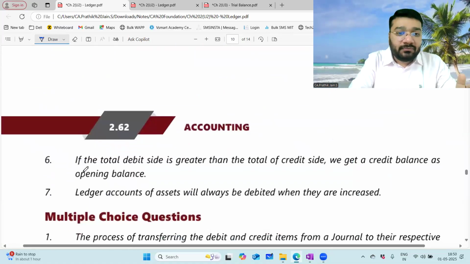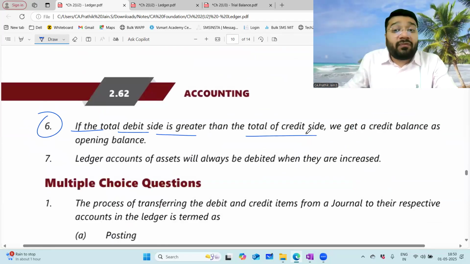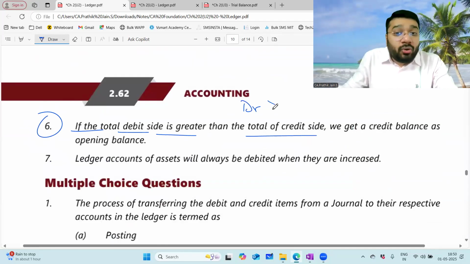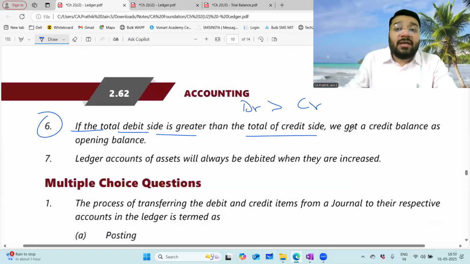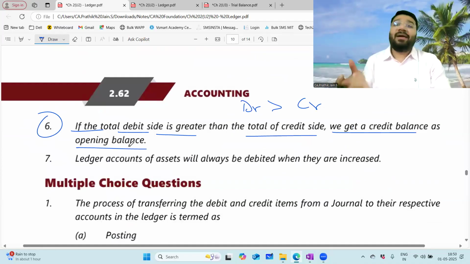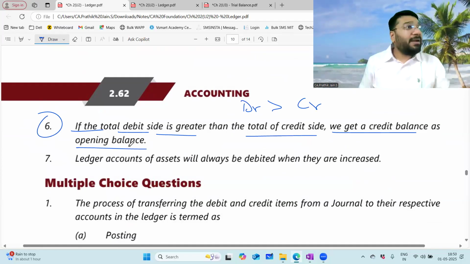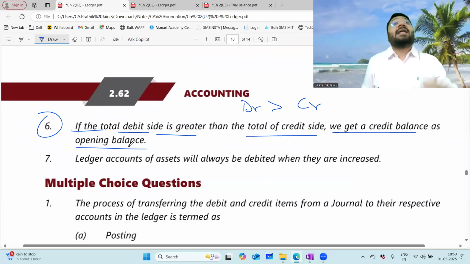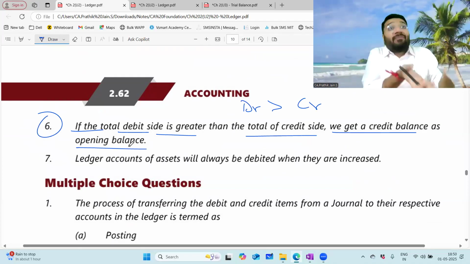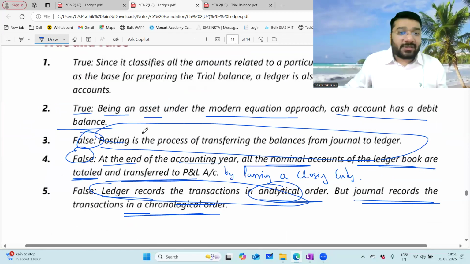Now, good thinking. Anyways, 6th point. If the total of the debit side is greater than the total of the credit side, we will get a credit balance as the opening balance. If the debit side total is more, then the balance will come on the debit side. Debit balance means what? What is the meaning of debit balance? Debit is more than credit. That is why the heavy balance is coming on the debit side. So the answer is false.